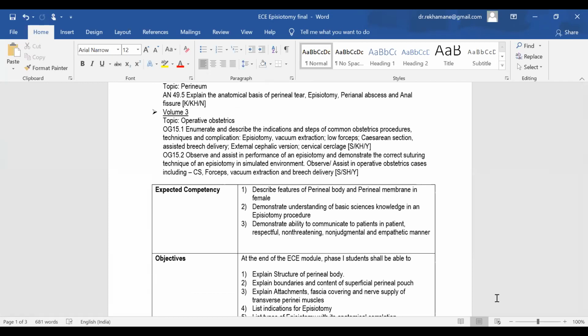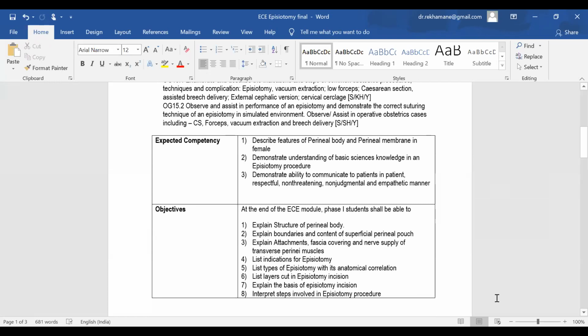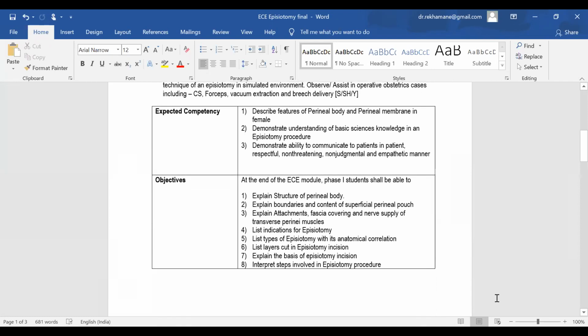15.2, observe and assist in performance of an episiotomy and demonstrate the correct suturing technique of an episiotomy in a simulated environment. Observe or assist in operative obstetric cases, including C-section, forceps, vacuum, and breech delivery. Both these competencies are core competency. Based on that, for ECE module, expected competency for first year student, first, describe features of perineal body and perineal membrane in female. Demonstrate understanding of basic sciences knowledge in an episiotomy procedure.